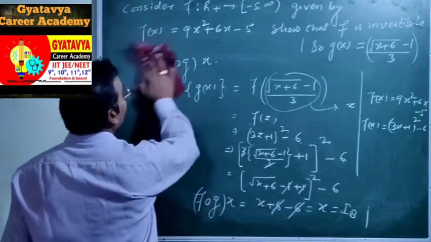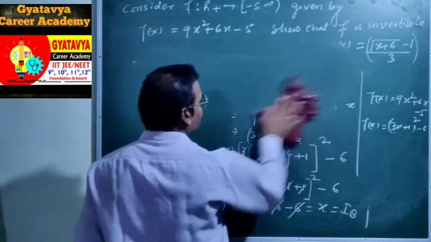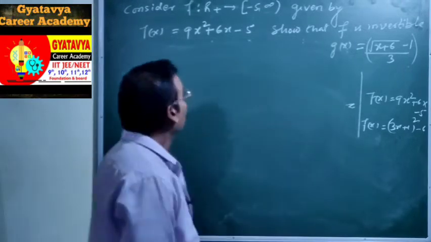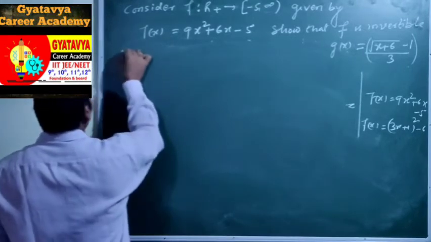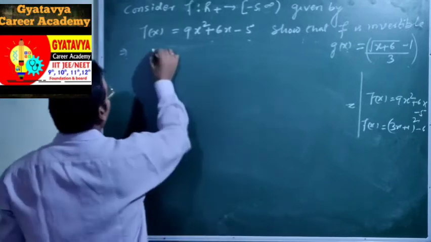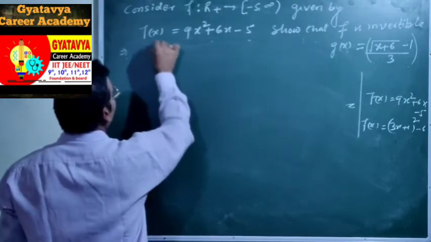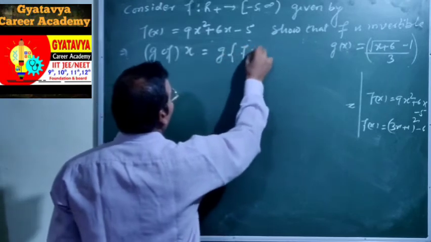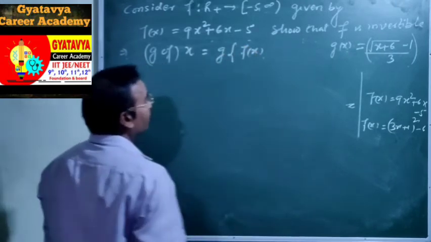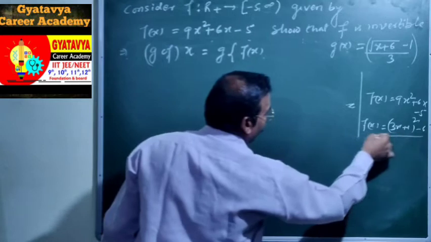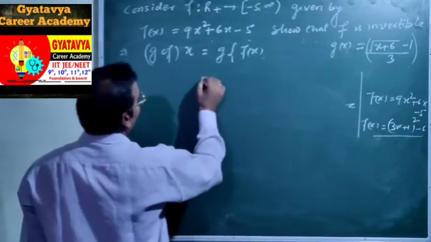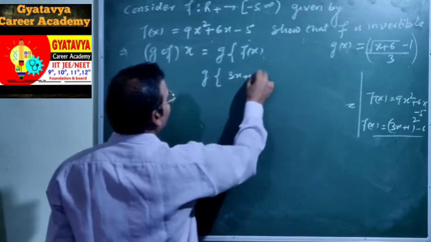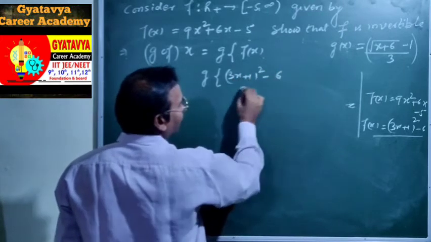Now again, the same process: you will find g of x. We can write g of f(x). What is the value of f(x)? You have to take f(x) as (3x plus 1) whole square minus 6. So g of (3x plus 1) whole square minus 6.